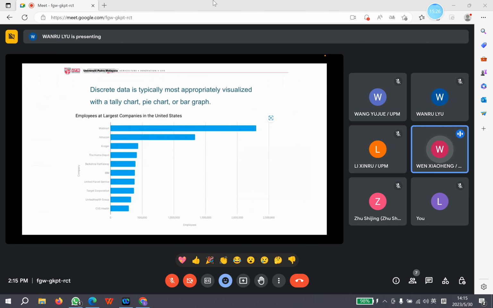And the discrete data is typically visualized with a tile chart, pie chart, or bar graph. Take this bar graph as an example. It shows the employees at the largest companies in the United States. And we can easily see that Walmart has the largest number of employees, and CVS Health has the fewest employees in their company. Next page, please.